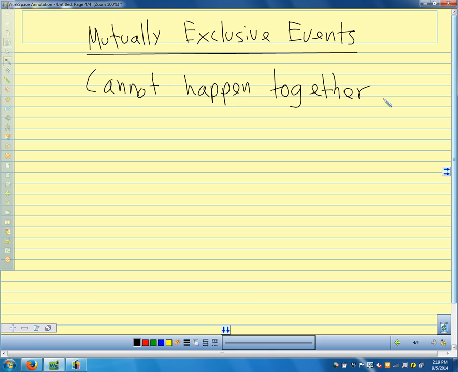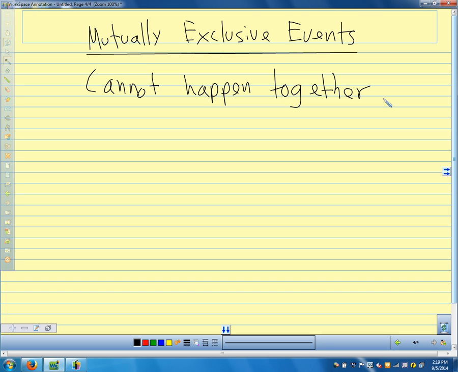So Romeo and Juliet, were they mutually exclusive events? Kind of. They ended up together, right? So the theoretical probability is different. They cannot, but they did. Different than the experimental probability, right?